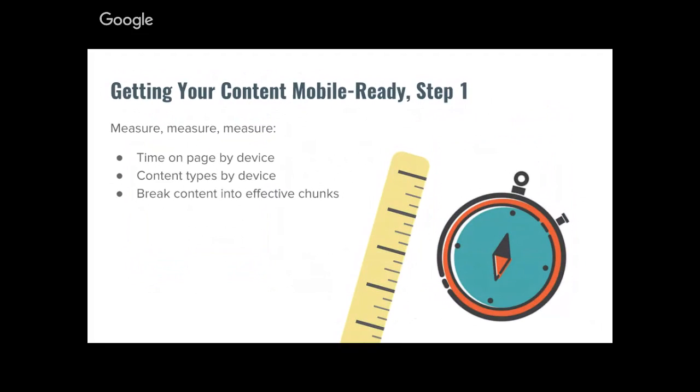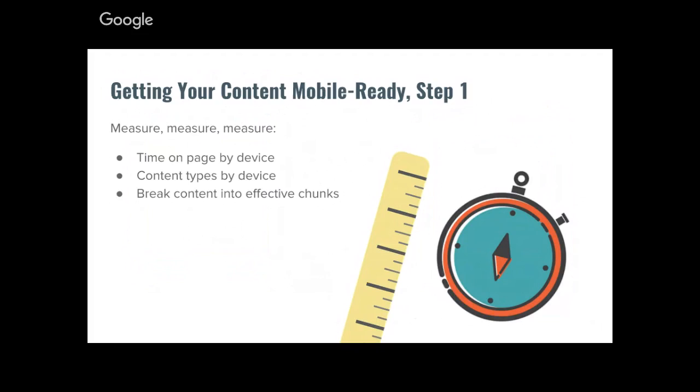So how do you get your content ready for mobile? Well, step one is measure like crazy. Before you start doing anything, set a baseline and take the following measurement. Look at time on page by device, but don't make any assumptions. In other words, if someone is spending 2 minutes on a page on their desktop and 3 minutes on the mobile, that's a difference between desktop behavior and the mobile behavior that's significant enough to investigate.